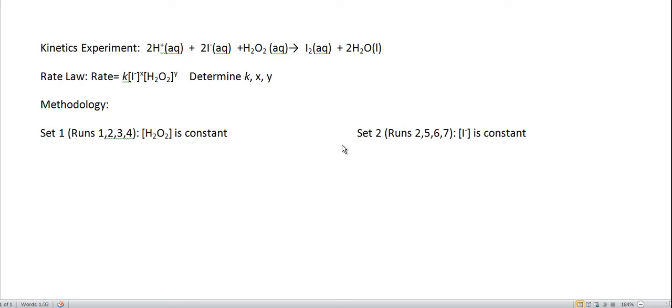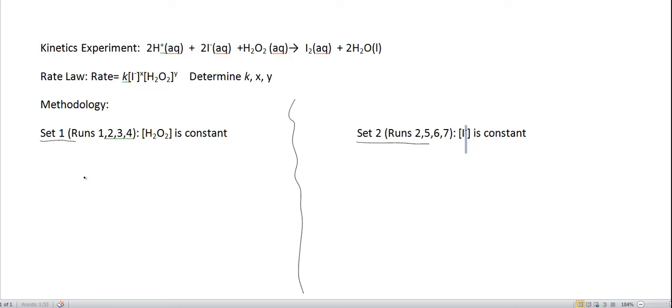Okay, let's talk about the methodology. So the experiment was divided into two parts: the first set and the second set. In the first set, H2O2 is constant, and then the iodide is varying. And then the second set runs 2, 5, 6, 7. This time the iodide is constant and H2O2 is variable.